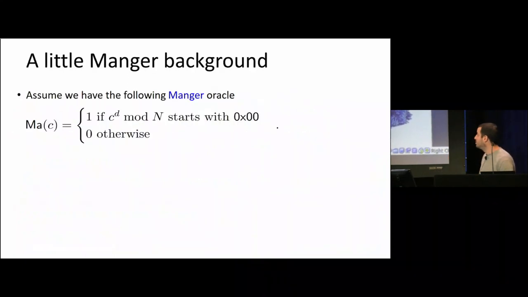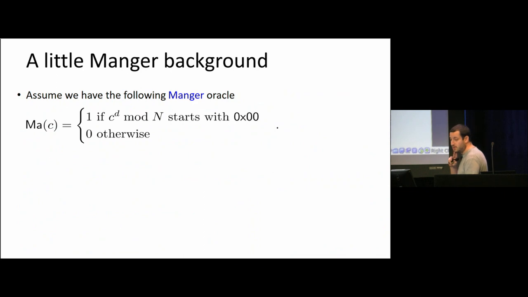So to do it, we're going to give a little bit more background. We're going to look at maybe a simpler variant of this attack called the Manger attack. And in this Manger attack, we assume that we have the following oracle. If we give it a ciphertext, it's going to try to decrypt it, and then it will check if the first byte is zero. If so, it will return one. Otherwise, it will return zero.